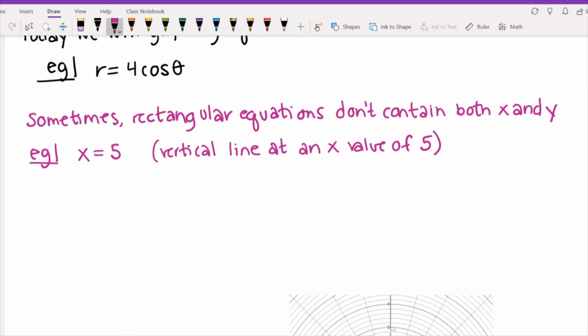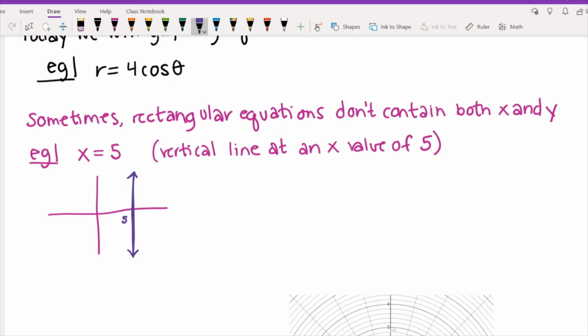Well, let's think about what this equation actually means. If you have the equation x is equal to 5, that means there's no information about y. y can be anything. But no matter what y is, x is always 5. So when you graph it, you go to an x value of 5 and make a vertical line, because this vertical line is a statement that no matter what y value you're looking at, x is always 5.